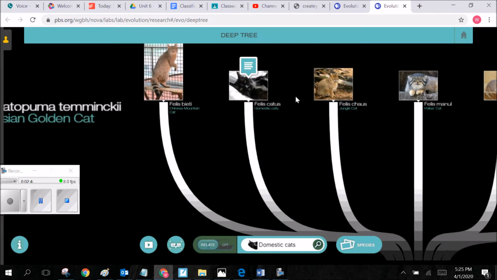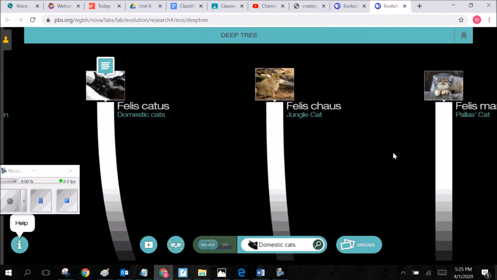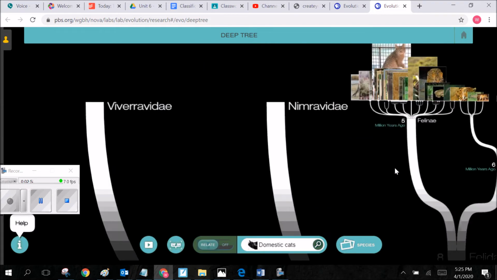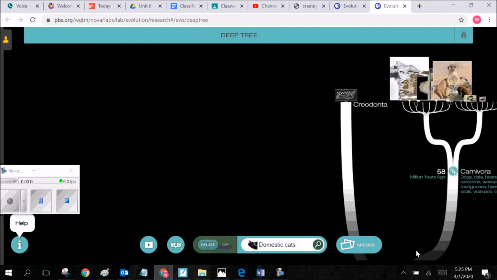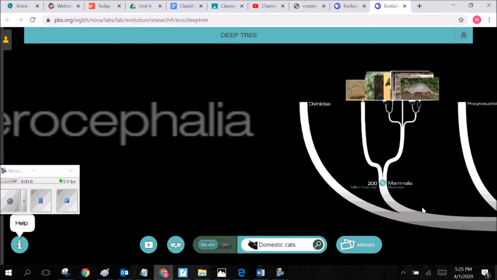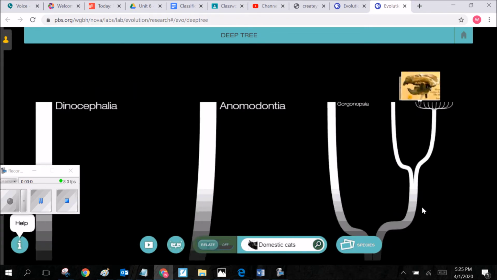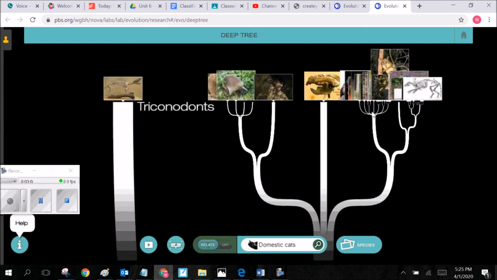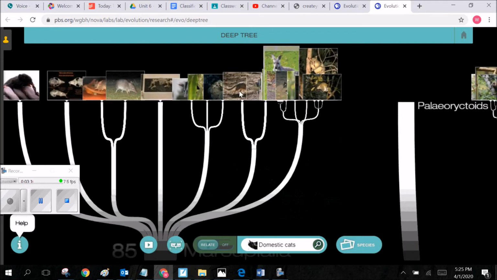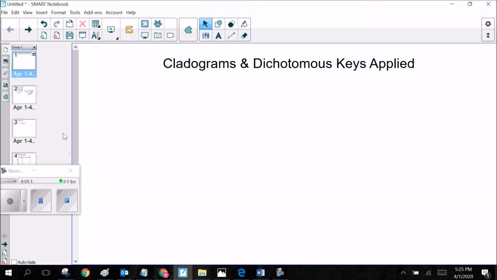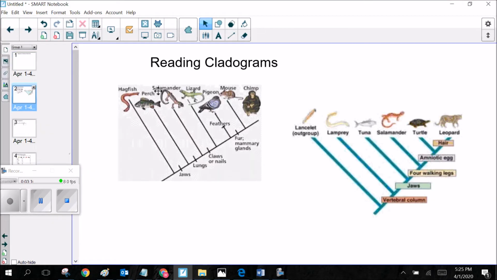I'll put a link to it for you guys to take a look at it. It really gives you perspective on what we're able to see using this cladogram. I can actually zoom out at will and go all the way back and do that whole thing again. It's just incredible to see how many different trees we've been able to come up with as we classify organisms based off of their evolutionary relationships. So I just wanted to show that to you. It's really cool. Now we're going to move on to reading cladograms.